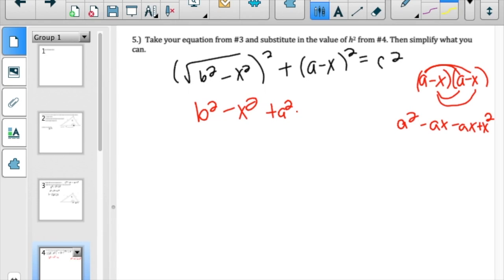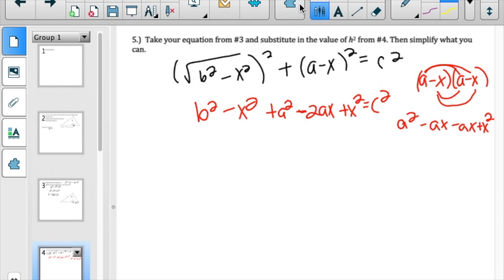So I have an a squared minus it. Now, I have two of these. I have negative ax, negative ax. Those are like terms. It's going to be 2ax. And then my positive x squared equals c squared. So this chunk right here, these three terms came from double distributing here.